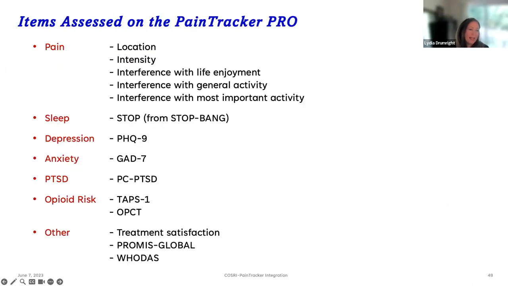Next slide, please. And the items that we assess are a number of pain items, sleep items, depression, anxiety, post-traumatic stress, opioid risks, and other measures that providers had noted were important for understanding chronic pain.